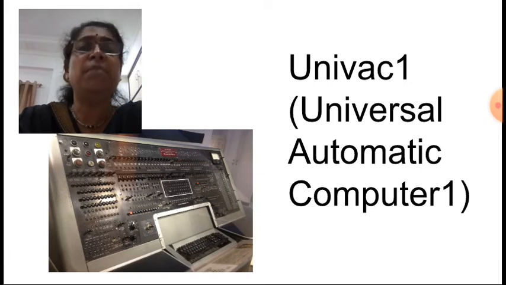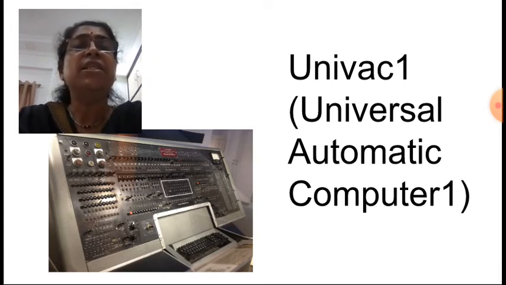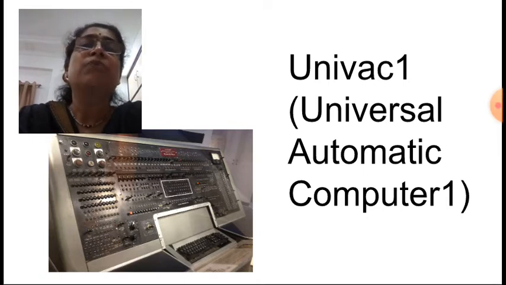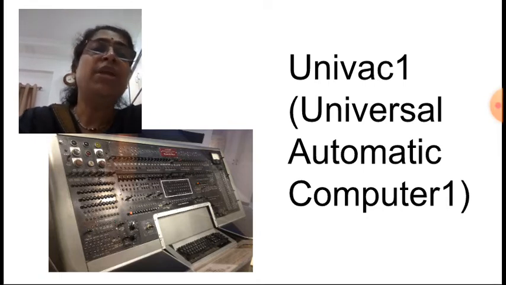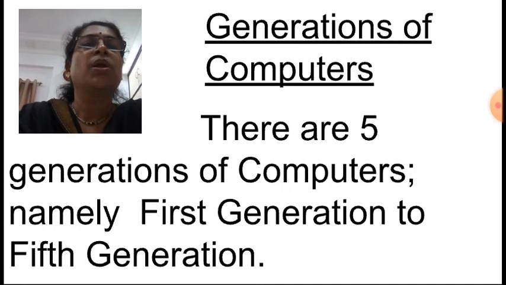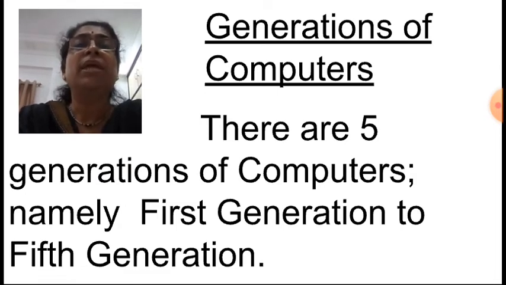While seeing this development, we have seen some of the pictures of computers also. Now, we will see the generations of computers. What are generations of computers? See, even as human beings, we have first generation, second generation, third generation people. Correct? Different generations exist in the human race also.